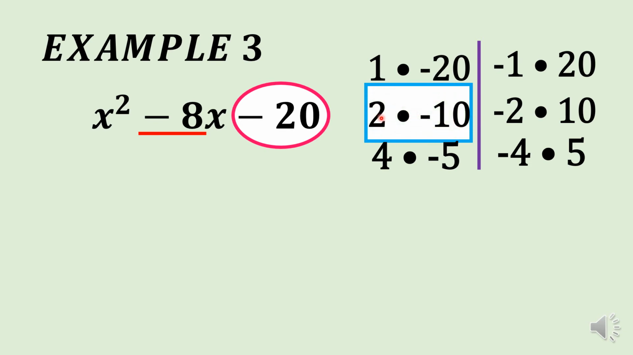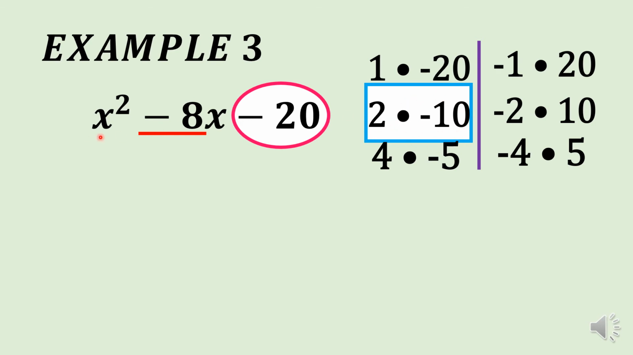Kasi diba 2 plus negative 10, so hindi sila pwedeng ipag-plus. So, we're going to subtract. So, 10 minus 2, that is 8. Then, yung sign ng mas mataas is negative, kaya negative 8. So, yun yung magbibigay sa atin ng negative 8 na sagot. So, therefore, ito yung factors na hinahanap natin.